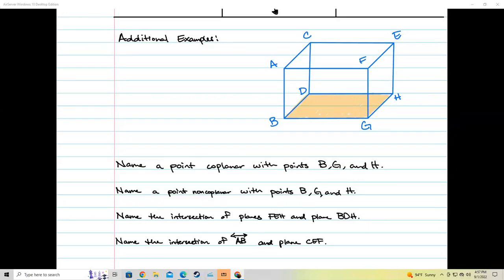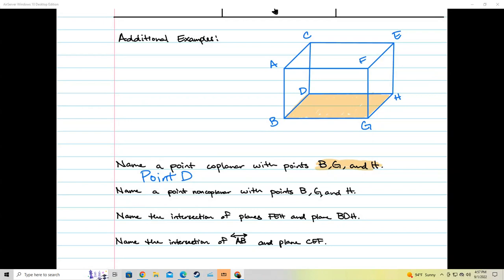And I'm going to say coplanar with points B, G, and H. I'm going to highlight that just so I know they're talking about the bottom of the box. So again, I want a point that's coplanar with B, G, and H. Well, I got B here, I got G here, I got H here. If I need it to be coplanar, I need it to be part of that plane. And the only other point that's also part of that bottom plane is point D. So if I want it to be coplanar, I need to pick point D. Point D is coplanar with B, G, and H.